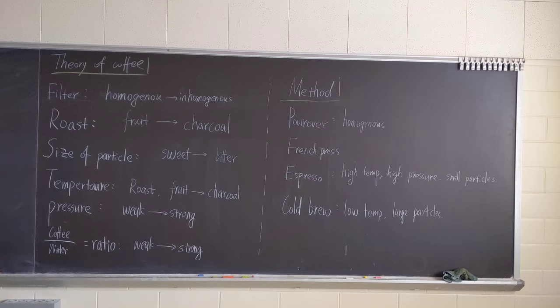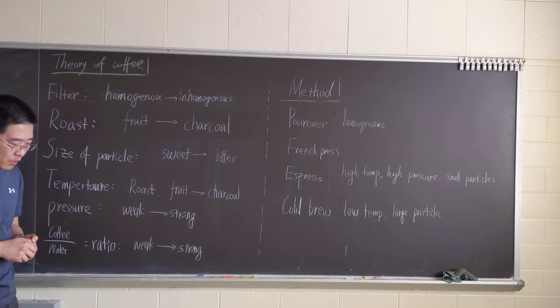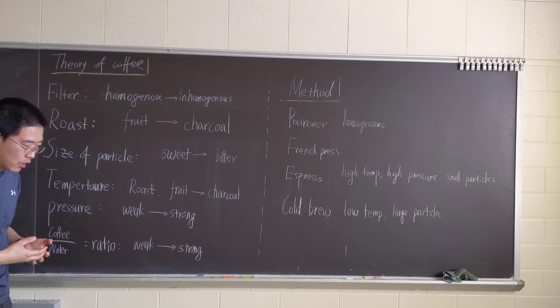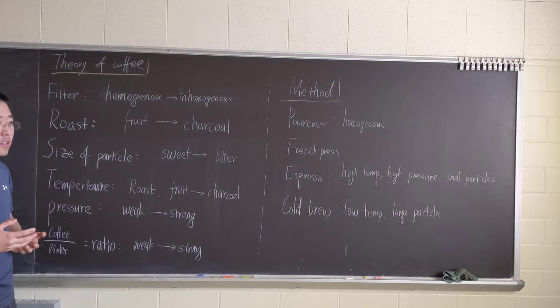of a coffee making process. So the filter, like what type of filter you have. You have no filter, for instance, like Turkish coffee, there's no filter. There's a paper filter, for instance, pour over drip coffee is paper filter, and maybe a metal mesh is like, for instance, espresso, French press, stuff like that.